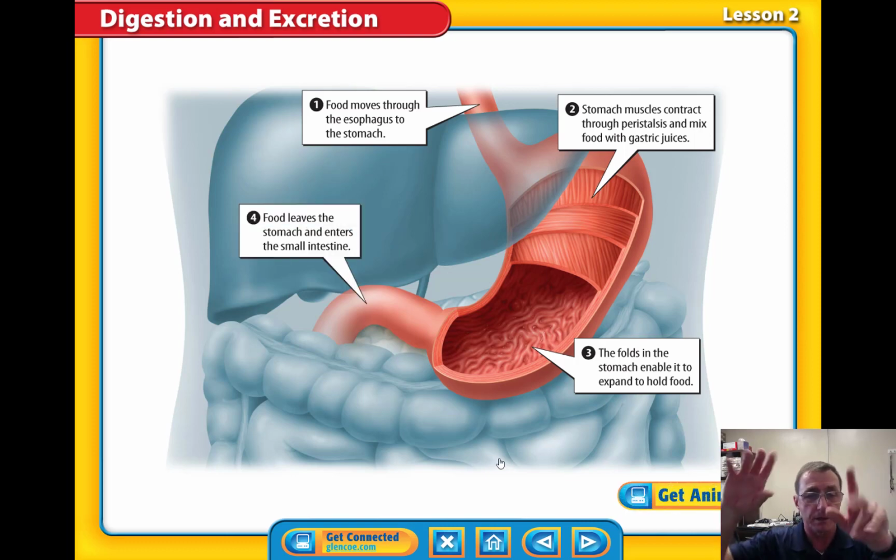That's essentially what the stomach does. All right, then the food, after it's been mushed with gastric juices, will end through the bottom of the stomach and flow into the small intestines first. Again, knowing the order: mouth, esophagus, stomach, small intestines, and then of course the large intestines after that.